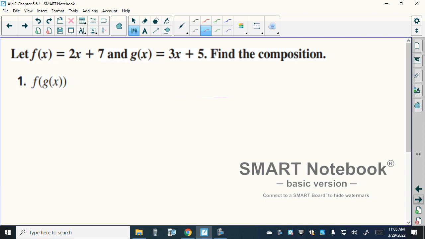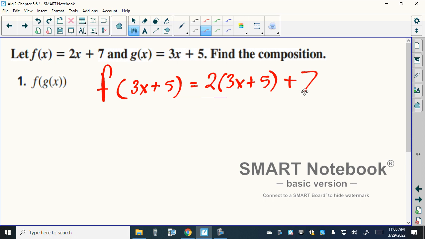This one. So f of g of x. Well, what's our g of x? So we're going to take f of 3x plus 5. Now our f of x is 2x plus 7, yes? Yes. So we'll replace the x with 3x plus 5, giving us 2 times 3x plus 5 plus 7. Now at this point here, we'd have to distribute the 2.